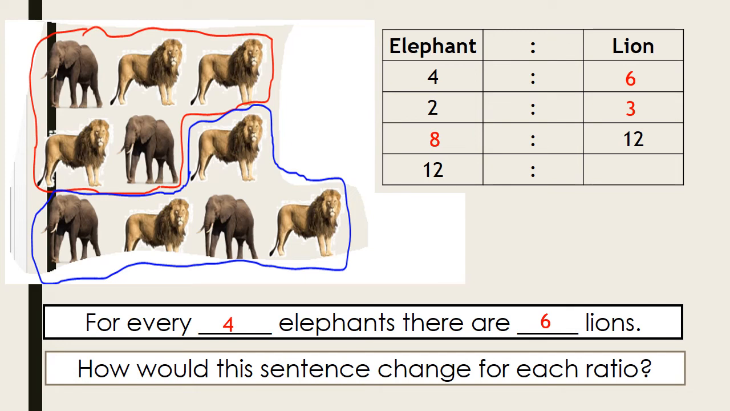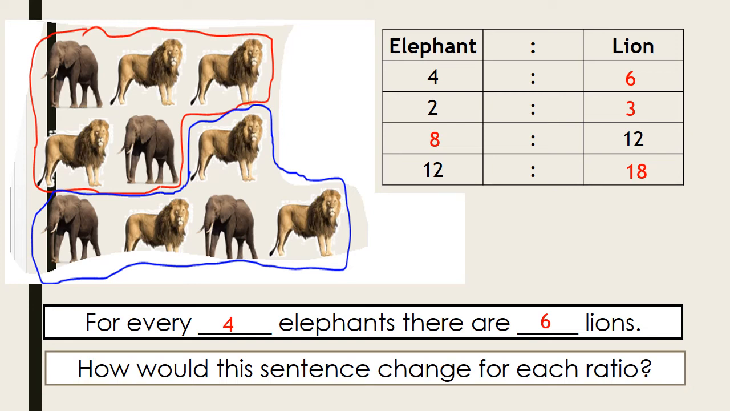Likewise, if I have 12 elephants, that means, remember I started out initially with 4. So I've times that by 3 to now say I've got 12 elephants. So now I need to do the same with my 6 lions. I need to times that by 3 to have 18 lions. So the sentence for this would change with the different numbers as we change our ratios. But all of these ratios really mean the same thing.